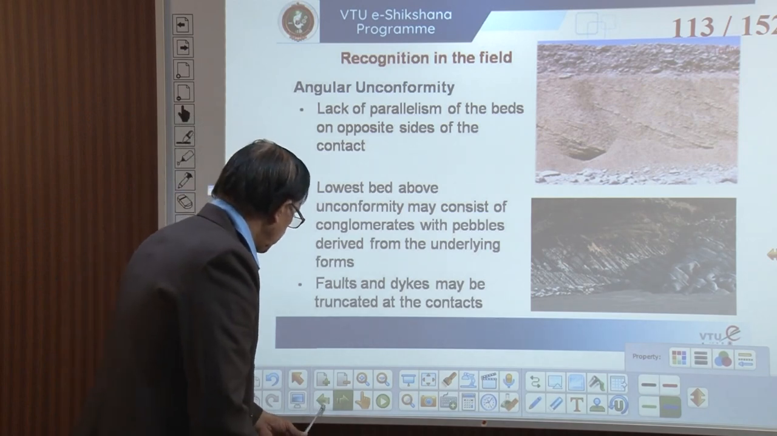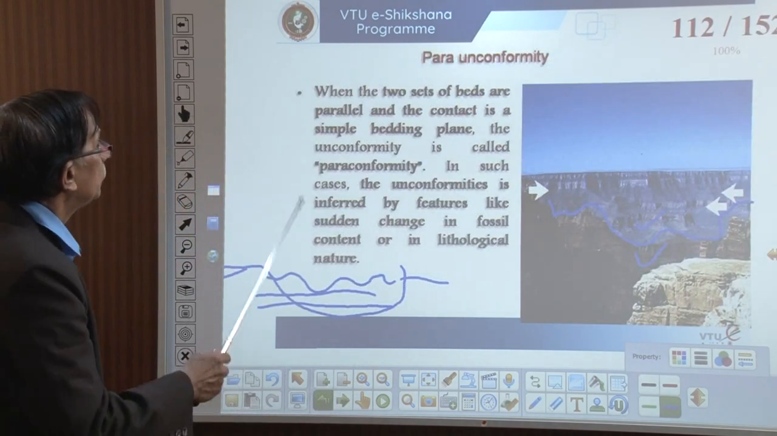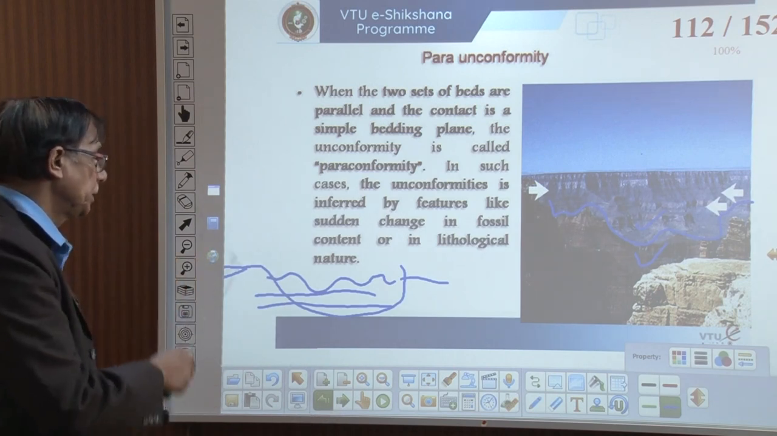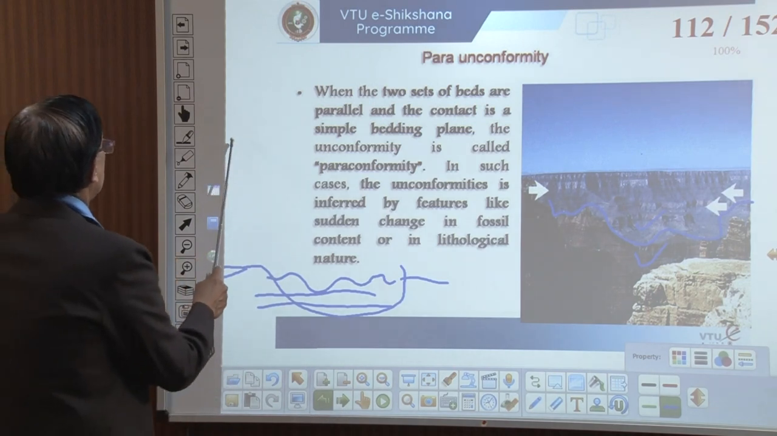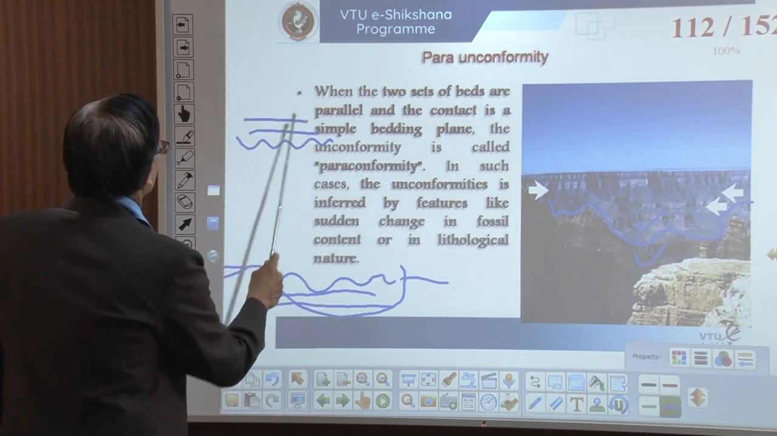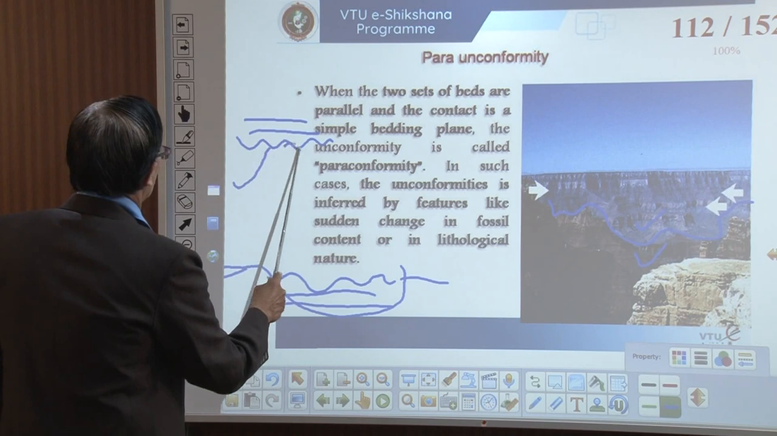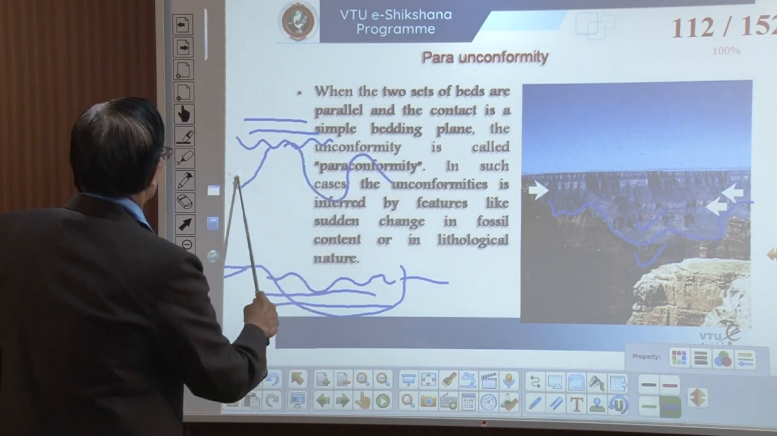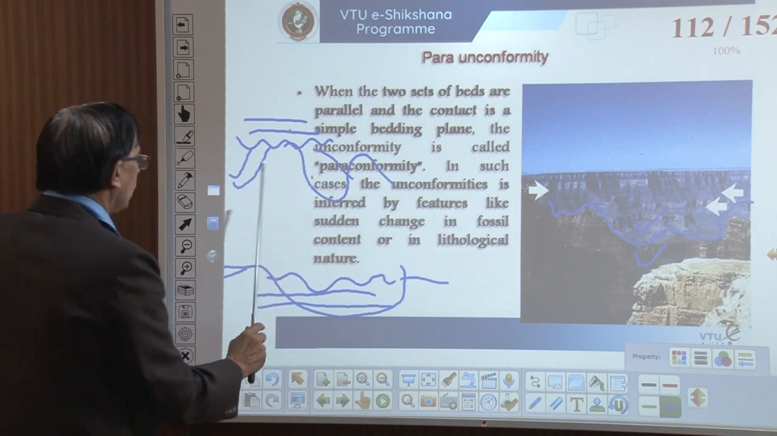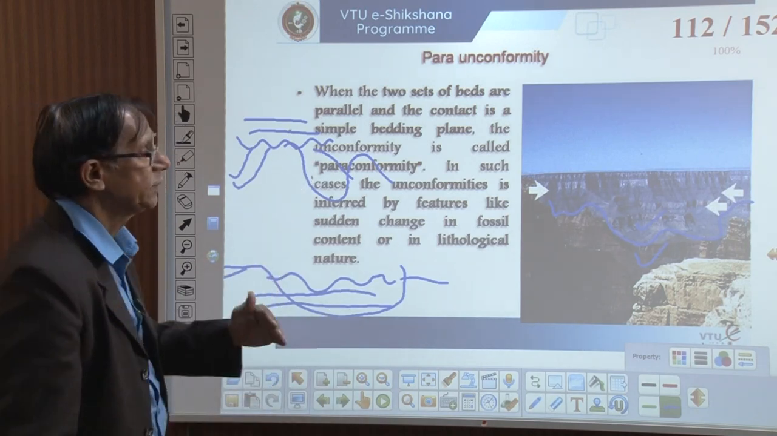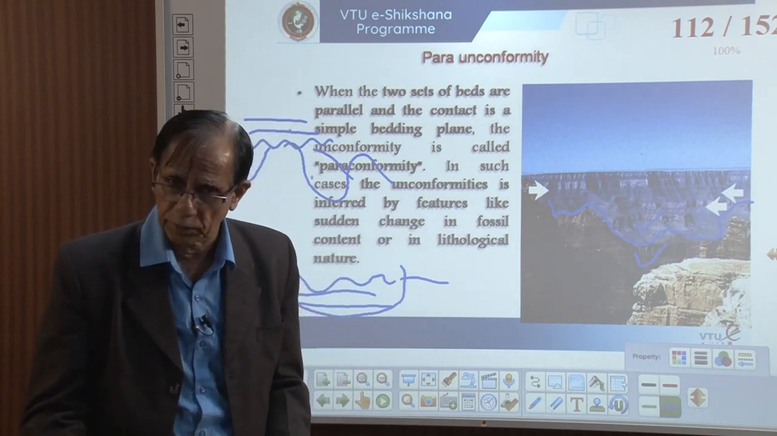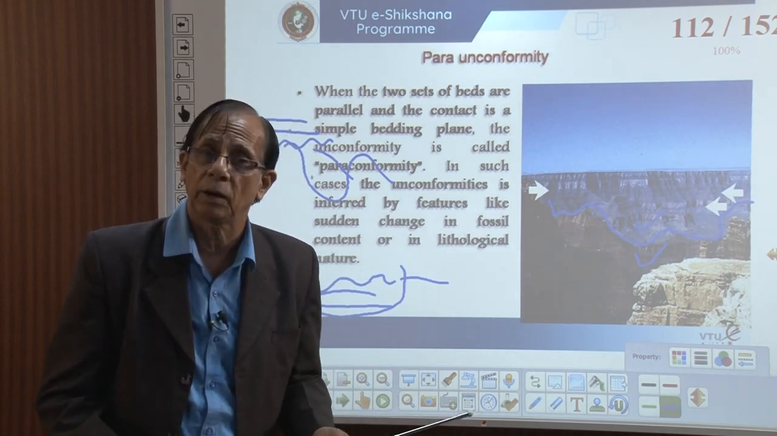So, friends, there is one more kind of unconformity which I have shown in my first photograph. If these are the rocks and these are the folded rocks, then these rocks and these layered rocks are not parallel. There is an angular relationship. That kind of unconformity is called angular unconformity.